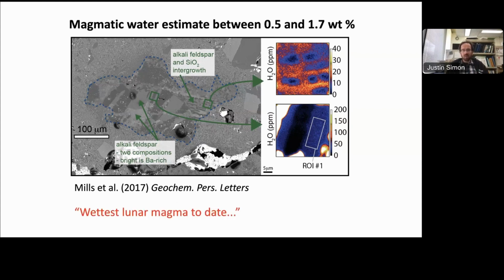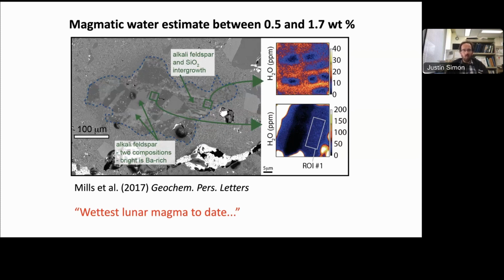But basically, if you use the range of assumptions, these are super wet. What I mean by that is that this is half to 1.7 weight percent water, and these are by far the wettest lunar magma that's ever been reported.